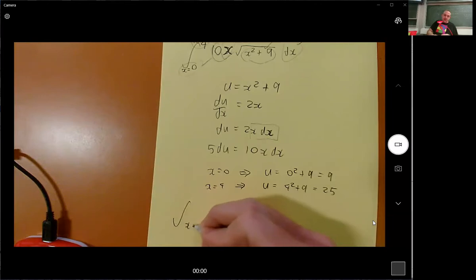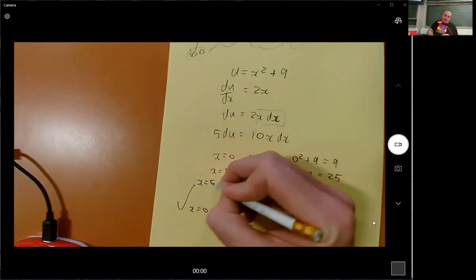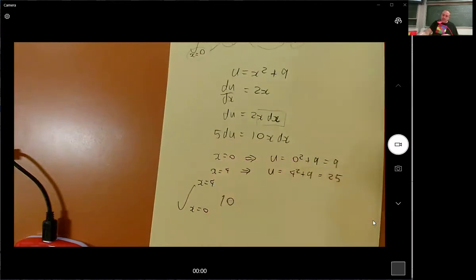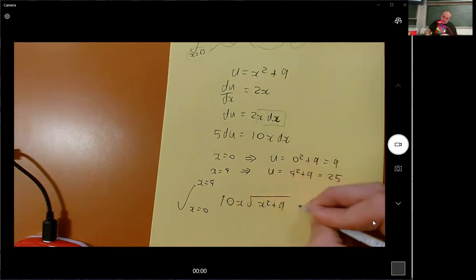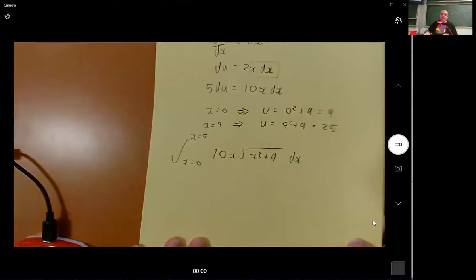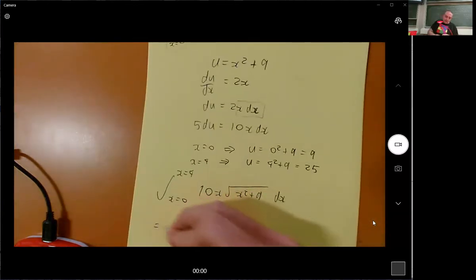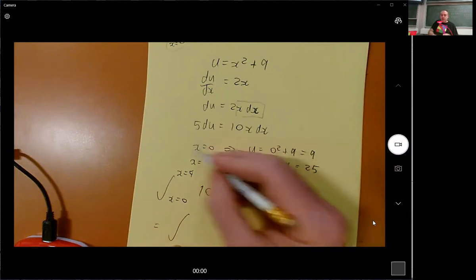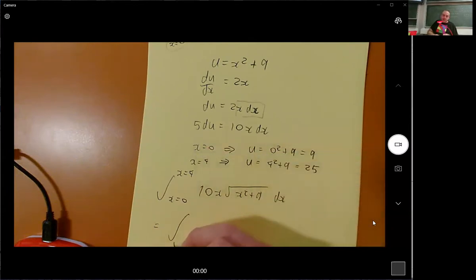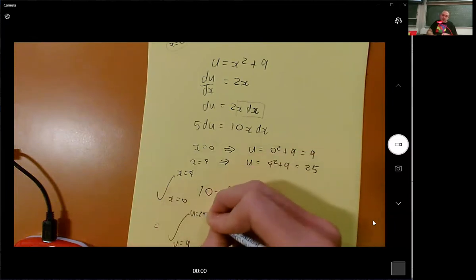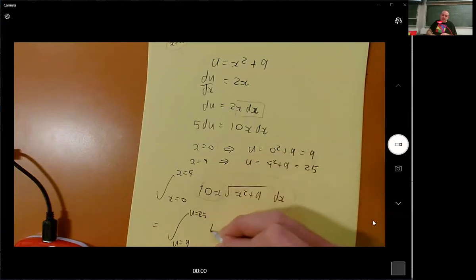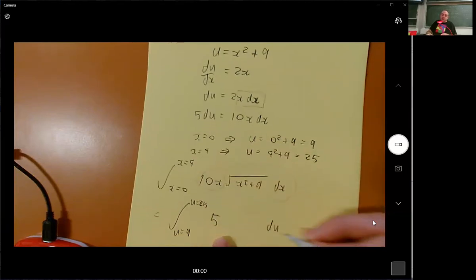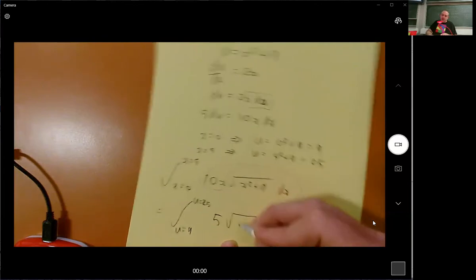So I'm just going to write it out again so it's all on the screen at the same time. Okay, so one piece at a time. Here we go. The x equals 0 gets replaced with u equals 9. The x equals 4 gets replaced with u equals 25. The 10x dx is a 5 du. And the root is still a root, and the x squared plus 9 is a u.